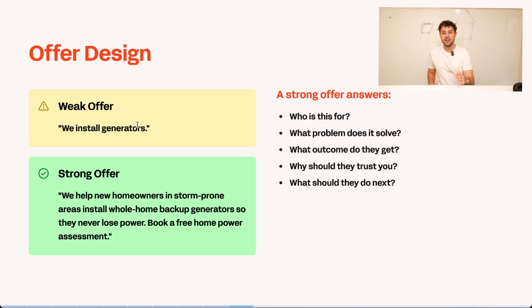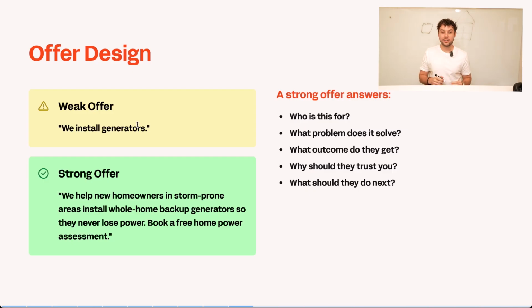There could be 10 of you guys in here that are all selling the exact same service, but all of you are selling it to a completely different ICP, which means your offer is different, even though you have the exact same underlying skills, okay? So a weak offer in this generator example is, we install generators. That's my business. A strong offer is, we help new homeowners in storm-prone areas install whole home backup generators so they never lose power. Book a free home power assessment, okay?